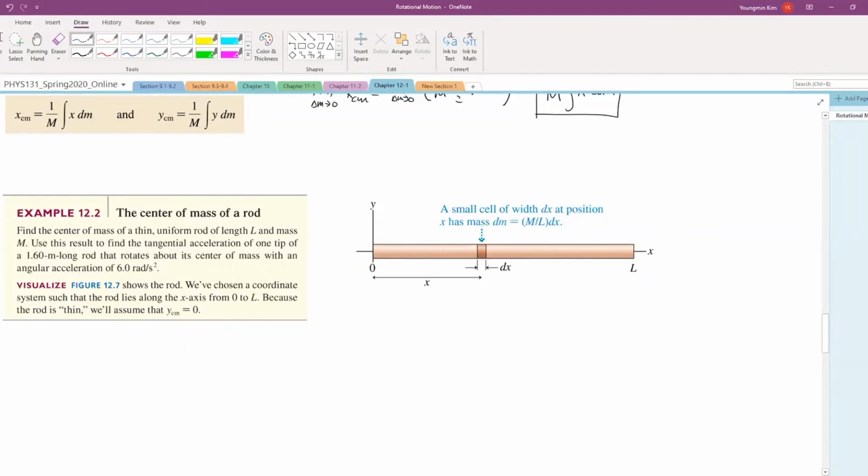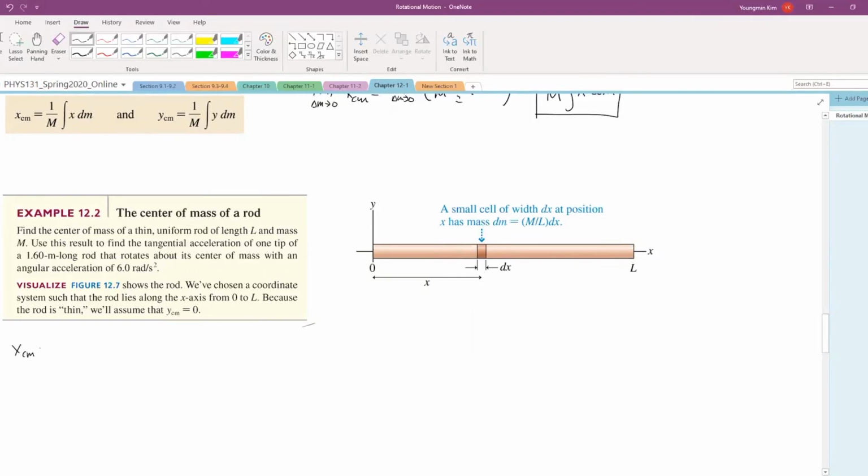Now, if I give you this uniform rod of length L and ask where the center of mass will be, what does your intuition say? At the half point, right? It will probably happen at the half point. Yes. Now, let's see if we can arrive at that conclusion using the powerful integral tool that we have just learned.